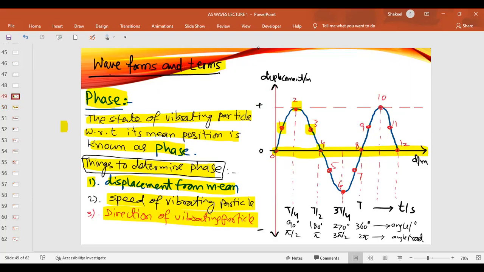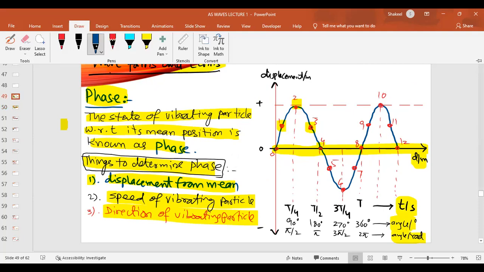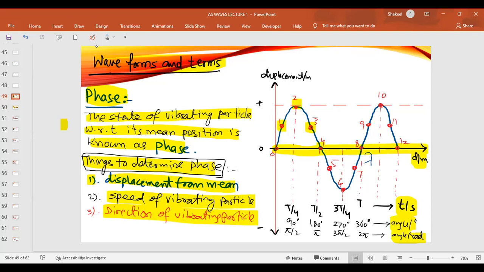So if I take you back to the diagram, you can see that on this diagram from 0 to 12, particles are all labeled with numbers. The X-axis can be distance, time, or angle in degrees or radians. If the X-axis is distance, then one wavelength is at particle 8, lambda; at particle 4 it is half lambda; at particle 2 it is quarter lambda.